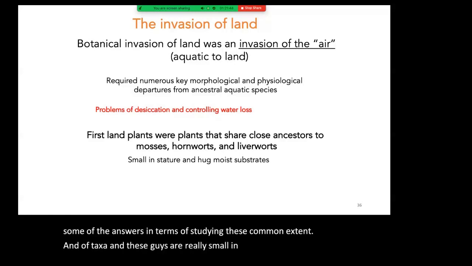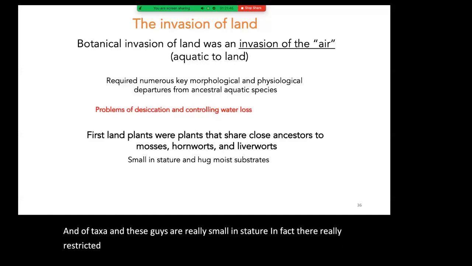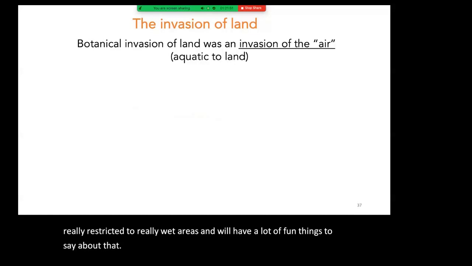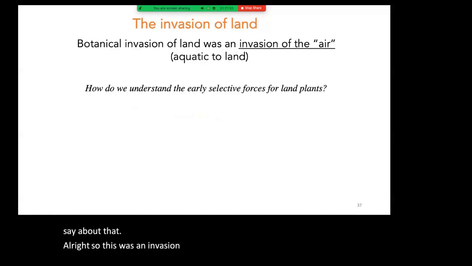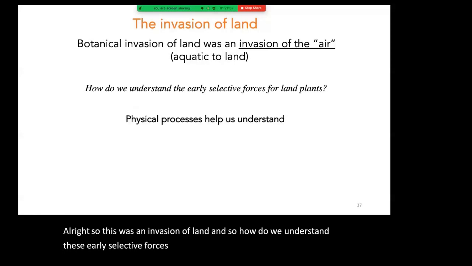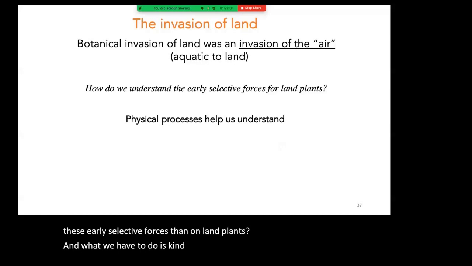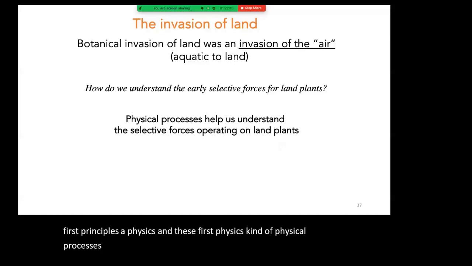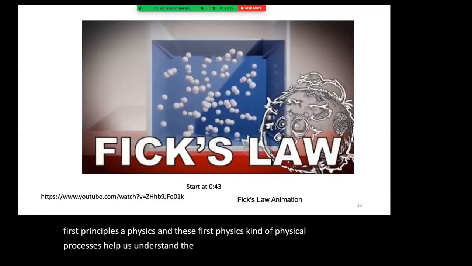In fact, they're really restricted to really wet areas, and we'll have a lot of fun things to say about that. All right, so this was an invasion of land. And so how do we understand these early selective forces on land plants? What we have to do is turn to understanding some of the first principles of physics. And these physical processes help us understand the selective forces operating on the land plants.